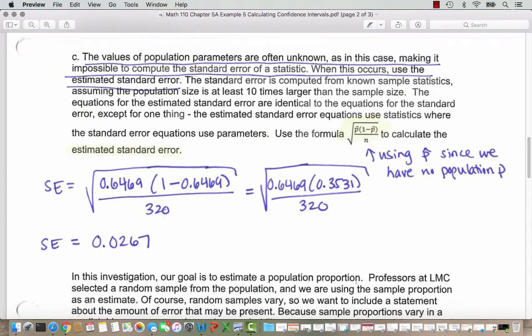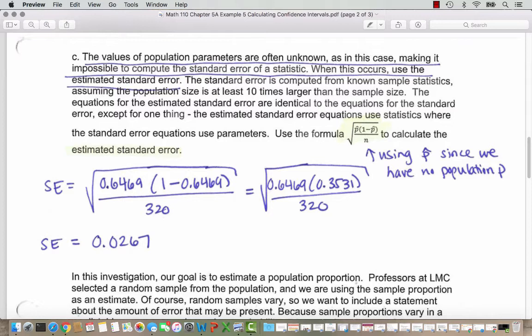All right, question C. The values of population parameters are often unknown, as in this case, making it impossible to compute the standard error of a statistic. When this occurs, we use the estimated standard error. Just like earlier, where we used p hat, the sample proportion, instead of the proportion, we do the same thing for the estimated standard error.